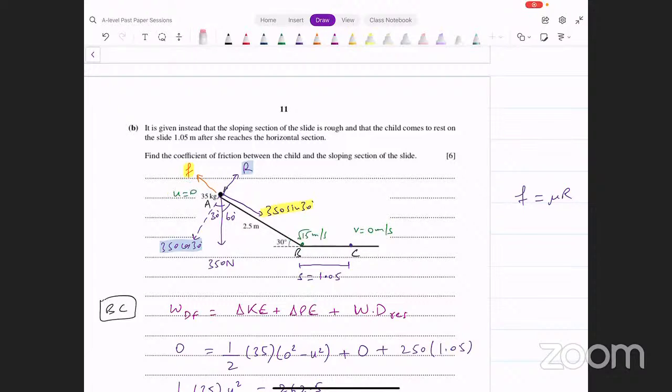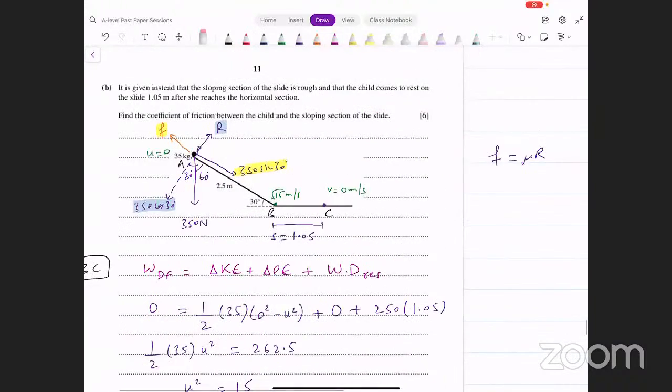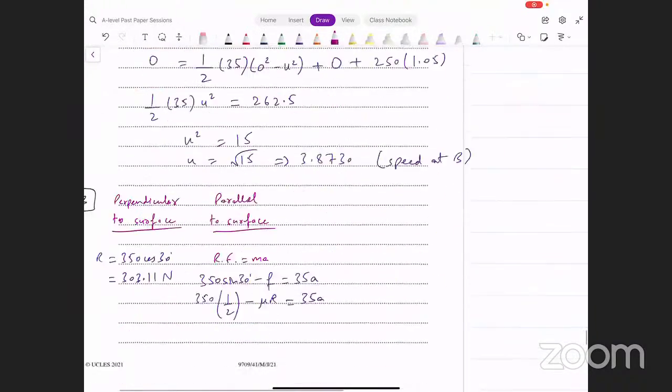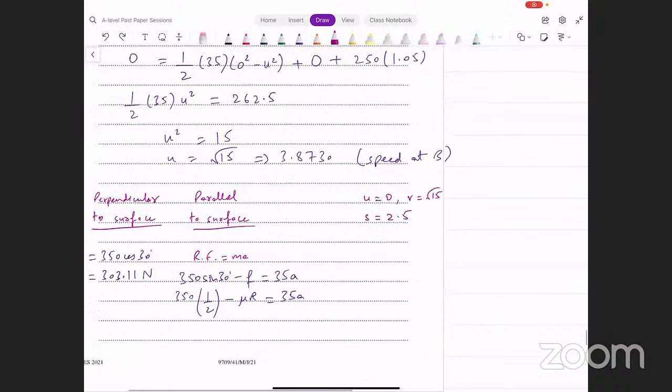A से लेकर B तक, हम AB वाले पार्ट की बात करें, इस पार्ट के अंदर हमें पता है इनिशियल वेलोसिटी कितनी है? इनिशियल वेलोसिटी 0 थी, फाइनल वेलोसिटी कितनी थी? स्क्वायर रूट ऑफ 15, डिस्टेंस ट्रैवल्ड कितना था? 2.5. What we can do is we can actually use this information to find the value of a. वो a फिर हम जाके यहाँ पे input कर देंगे and we should be able to find the value of mu from there. Let's figure out the value of a here.